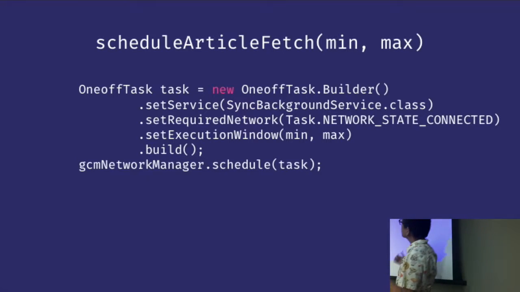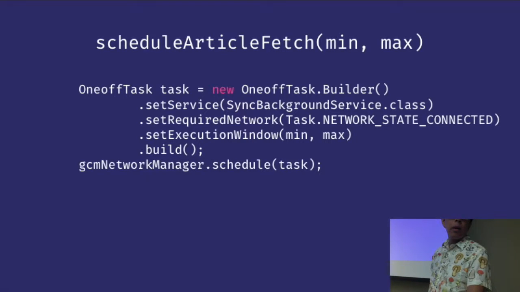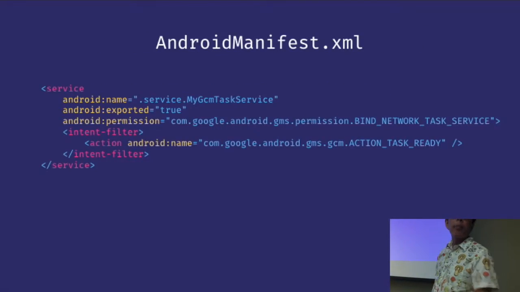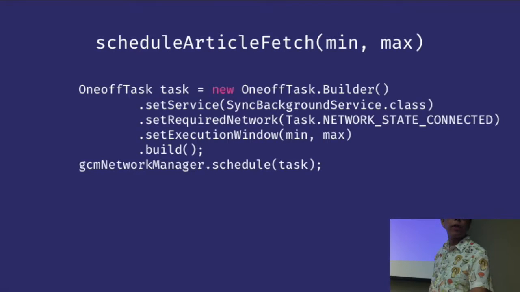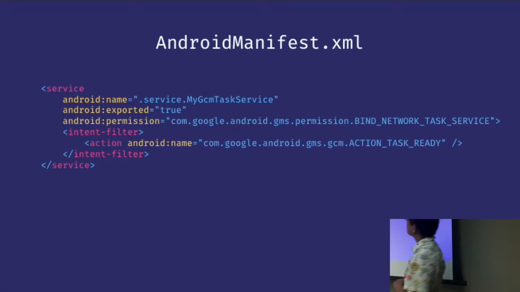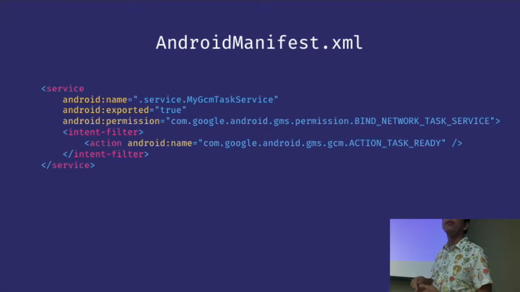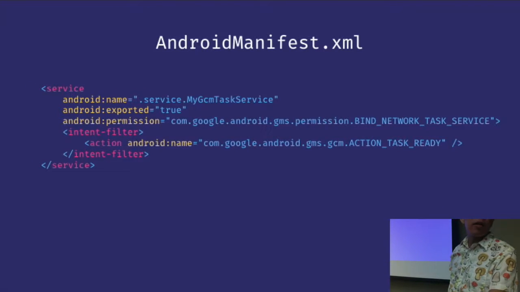Once that task is built, you pass it off to the network manager and you schedule it. In that, the sync background service, sorry, that's a typo actually in that slide. I should fix that. This GCM task service is what the network scheduler is going to call to wake you up and say, your job is ready to run. And so this also is all boilerplate. You declare the name of your GCM task service. You pass in all these permissions and intent filter stuff.